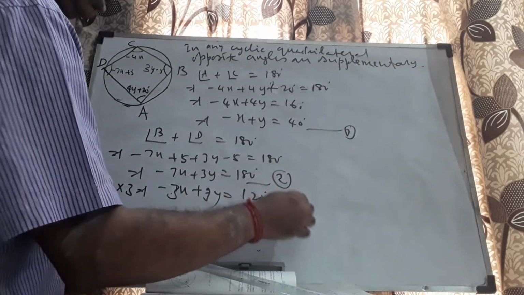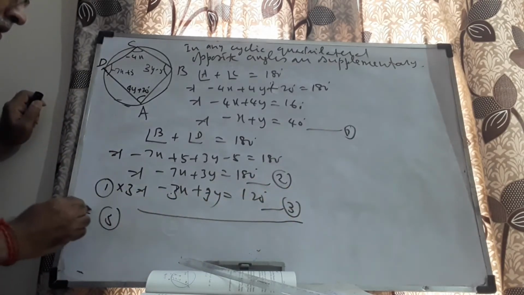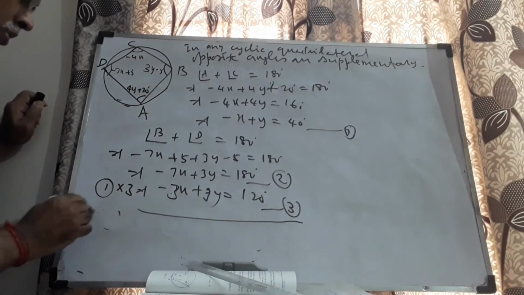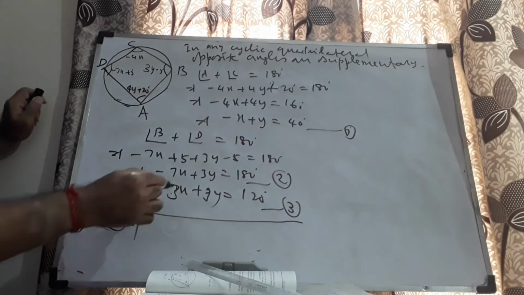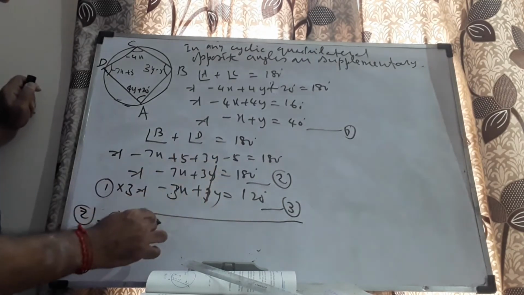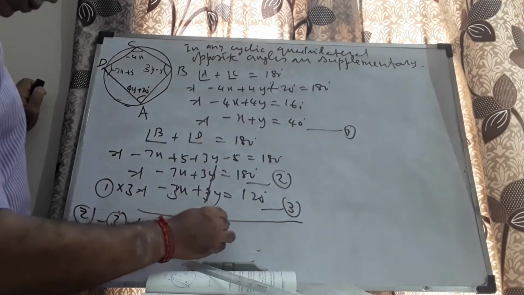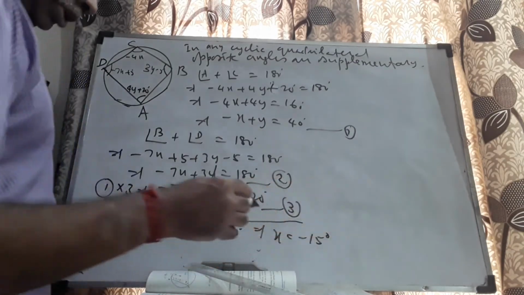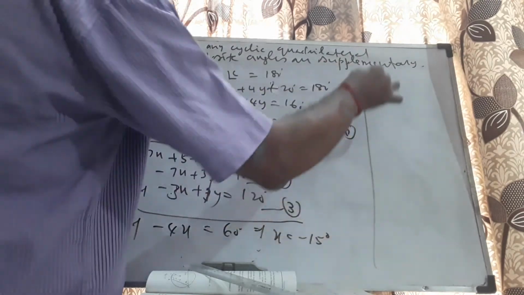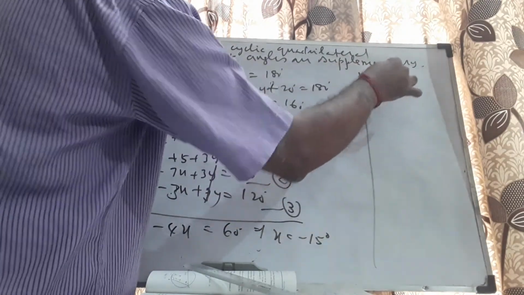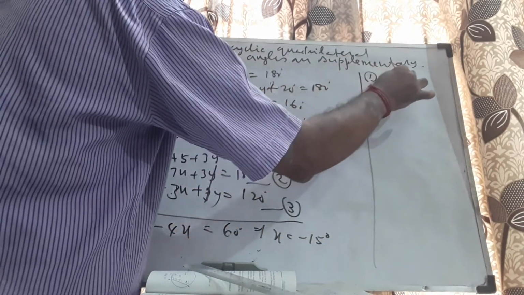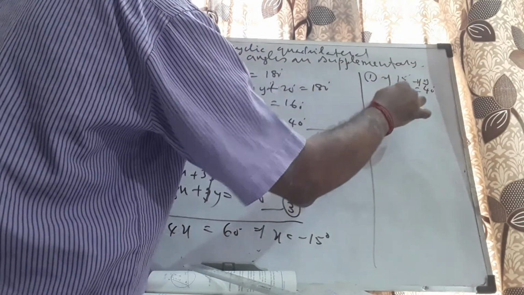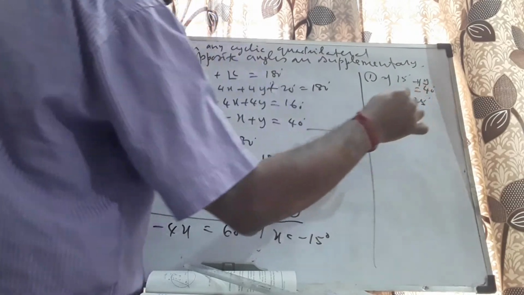This is equation 3. Now just subtract 3 from 2. 2 minus 3 will imply, this will go off, minus 4x is equal to 60 degrees, which implies x is minus 15 degrees. Now I'll substitute in 1. I'll get 15 degrees plus y is equal to 40, which implies y becomes 25 degrees.